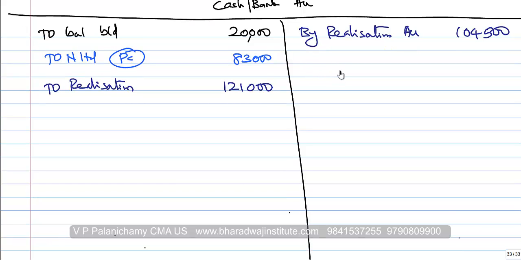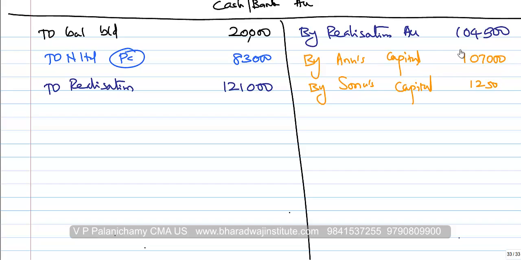Cash or bank account. By Anu's capital, how much is paid? 1 lakh. By Sonu's capital, total 2 lakh.